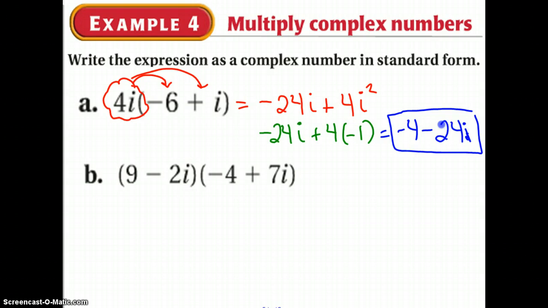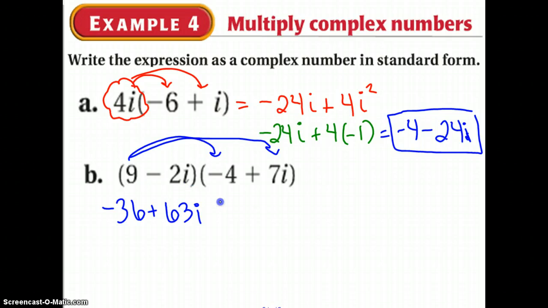Okay, and then part B, again, you treat it just like if it was a regular polynomial. We're going to do the FOIL method. Multiply, first times first, negative 36. Outer times outer, 63. Inner times inner, 8i. Last times last, negative 14i squared.